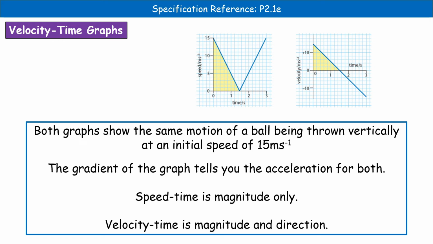Our next two graphs are speed and velocity time graphs. Again, the only way you can tell the difference is by looking at the label on the y-axis. Both of these graphs again show the same motion of the same ball, but what we can see is speed is scalar, therefore it does not take the direction into consideration. Velocity is a vector, so it does. Hence why we've got both positive and negative values on that graph.